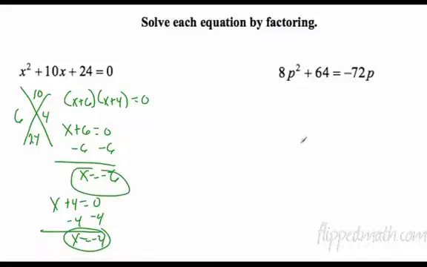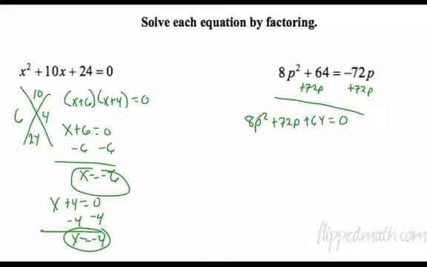All right. Over here, I have to add my 72p, get it all on the same side. It has to equal 0 first. So I have 8p squared plus 72p plus 64 equals 0. I have a greatest common factor. I'm taking it out. Divide everything by 8. 72 divided by 8 is 9. 64 divided by 8 is 8.